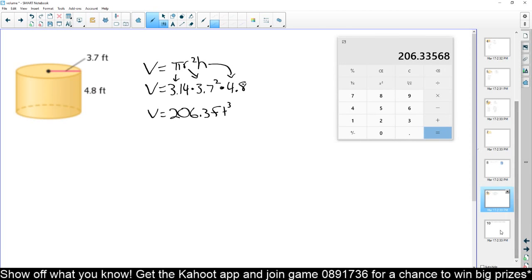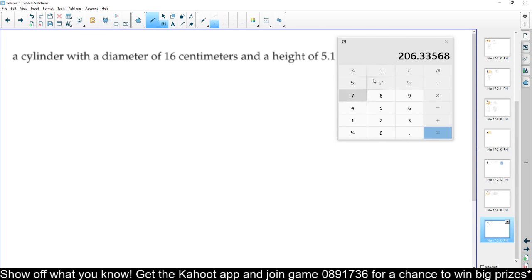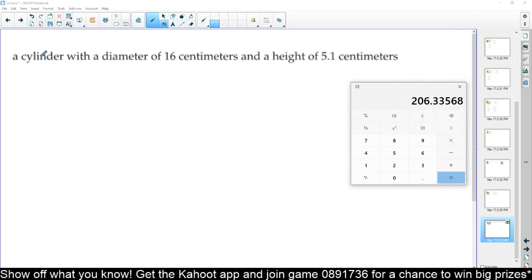Alright, let's try one more. So since cylinders are pretty straightforward, they have a tendency to skip the picture altogether and just give you words. So it says a cylinder with a diameter of 16, height of 5.1. So if they don't give you a picture, that's fine. I'm going to draw the picture myself. I'm going to draw a perfect cylinder. There it is. We're going to label it.